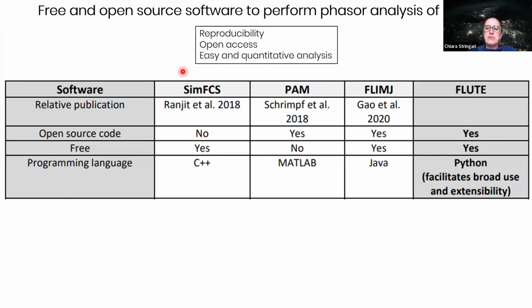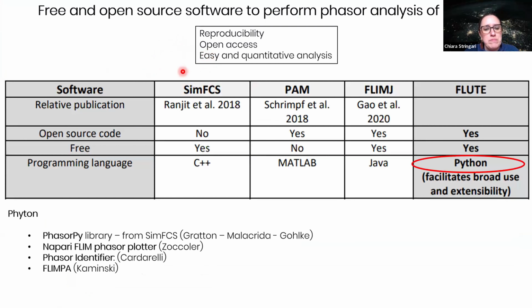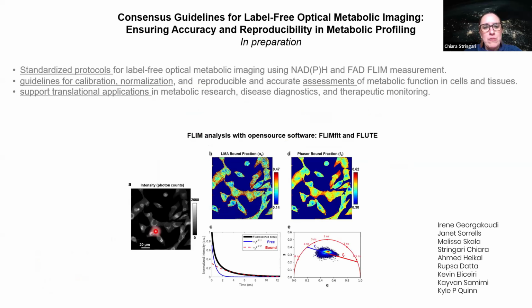So once we developed FLUT, we were actually the first to do open source code in Python, but since then there are many other open source initiatives like PhasorPy, Napari FLIM, PhasorPotter, and Phasor Identifier and FLIMPA in Python. And this is actually great for the FLIM community, and there are also synergies and collaborations that are opening up. And I want to stress again the importance of open source software for microscopy, in this case for FLIM.